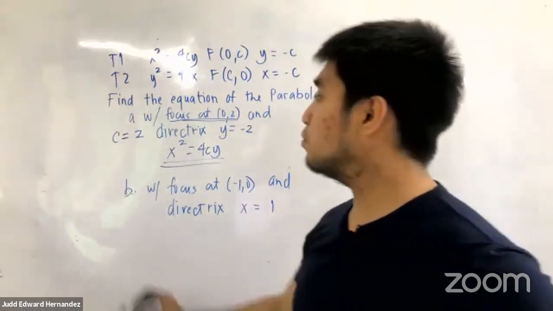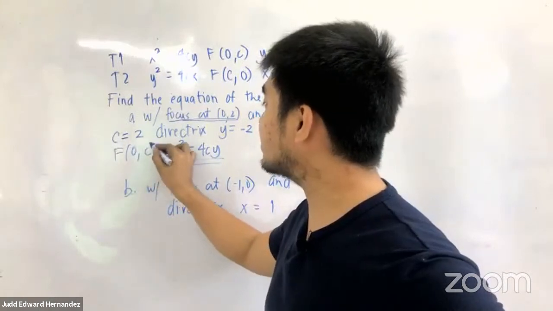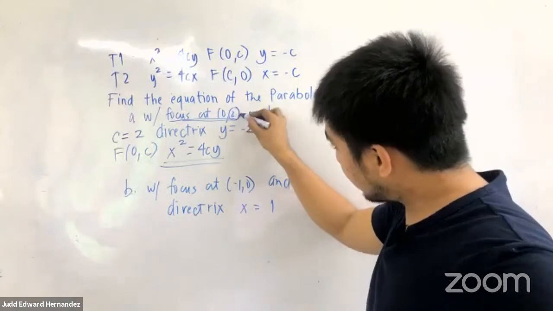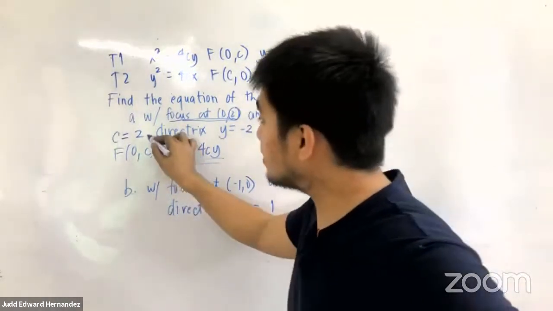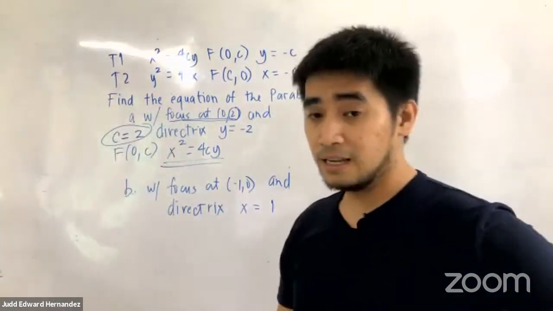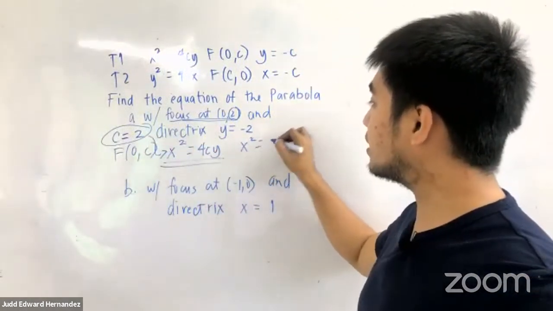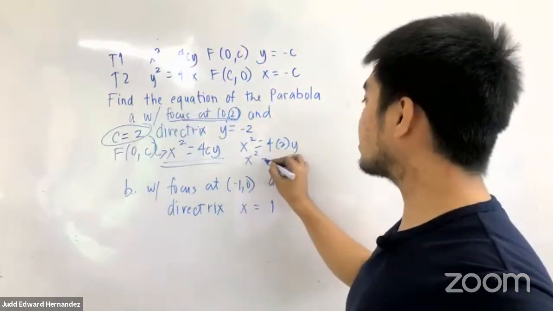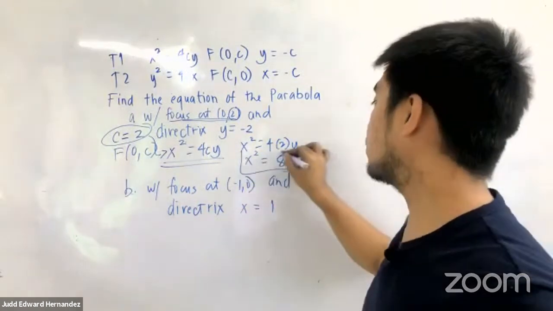C is equal to 2 because in this case, the focus is located at 0 and C. And what is 0 and C? Isn't it 0, 2 earlier? Right. Therefore, C is equal to 2. Is that clear? Okay. Therefore, substituting C in the equation, we have x squared is equal to 4 times 2 times y. Therefore, this is x squared is equal to 8y. This is now the equation.